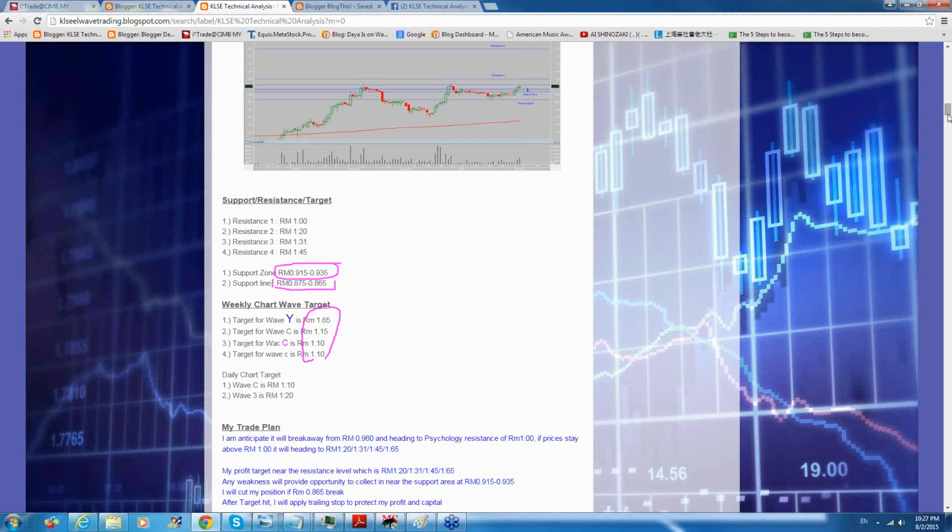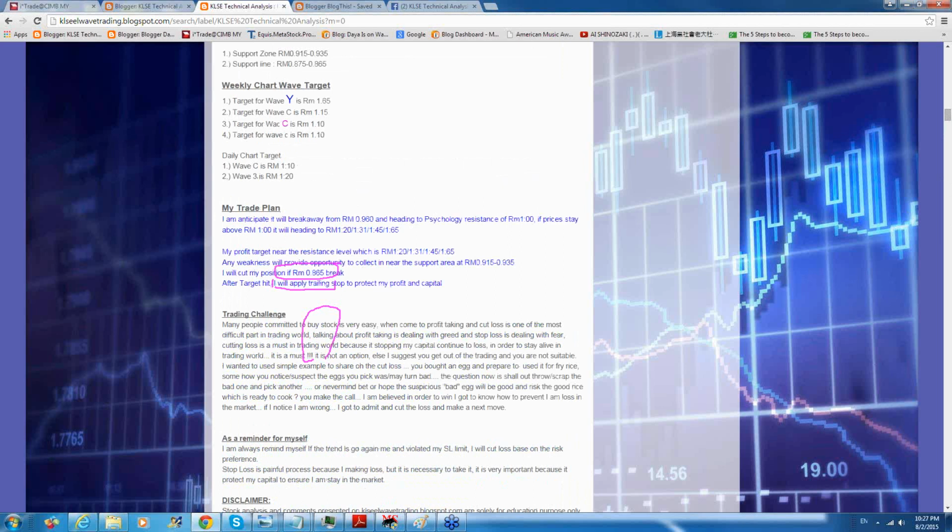Okay, look at this. My trade plan is that I anticipate the breakout is probably just around the corner, if not tomorrow, then the day after tomorrow, and it will break out from 960 probably, heading to the psychological resistance of $1. I hope to see the $1 break, because if the price is able to stay above $1, it has very high potential. I do not see any major roadblock to stop this stock from going to 120, 131, 145, and 165. My profit target again is based on all these four numbers.